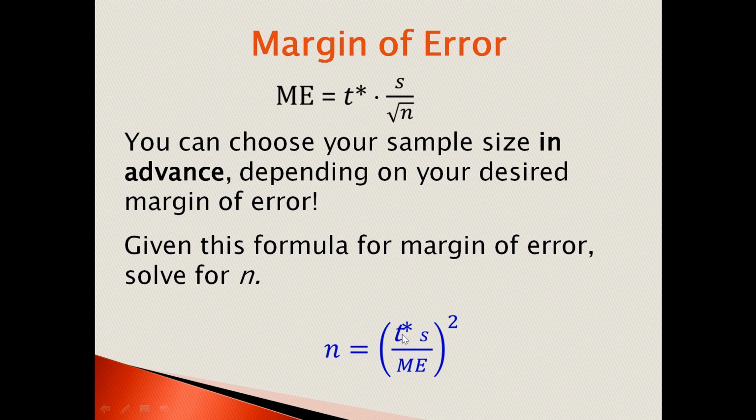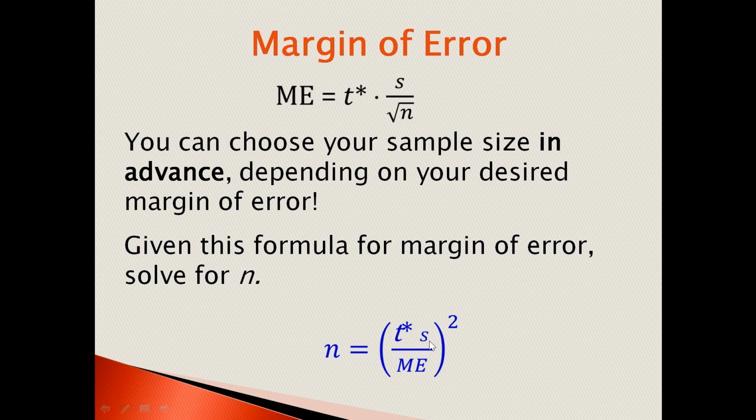But the t-star depends on the degree of freedom, and the degree of freedom depends on n. So if we are trying to find n, how can we find t-star? So this is the first problem. And to solve this problem, instead of t-star, we will use z-star.